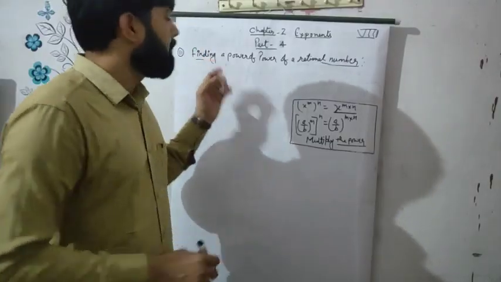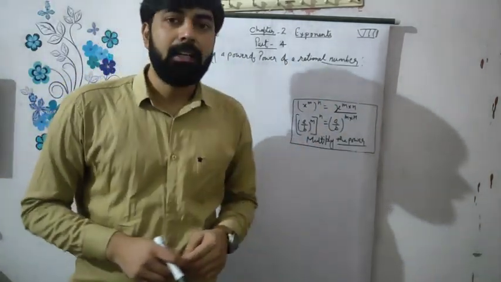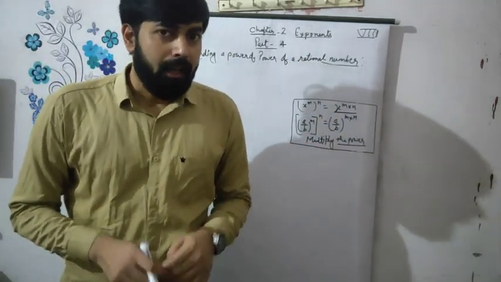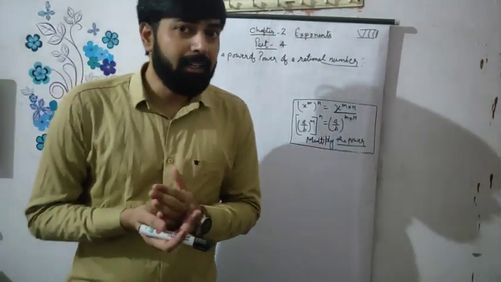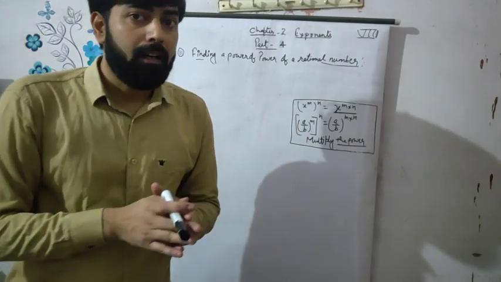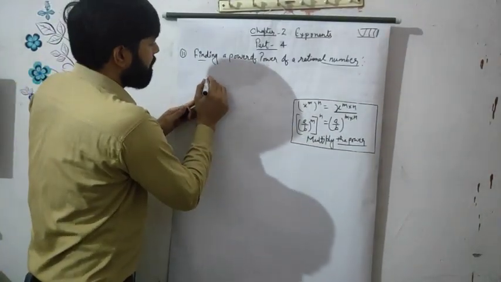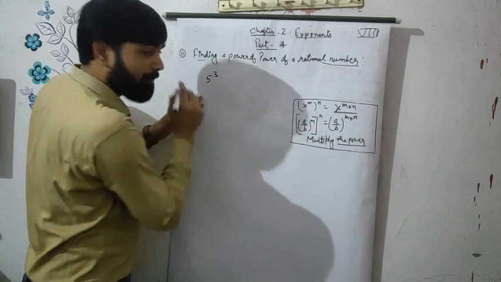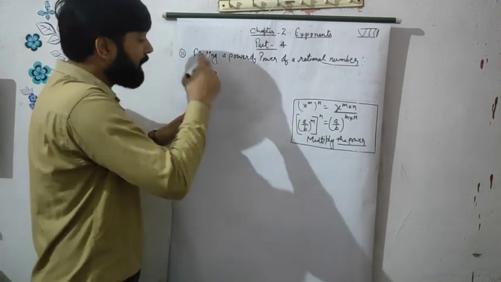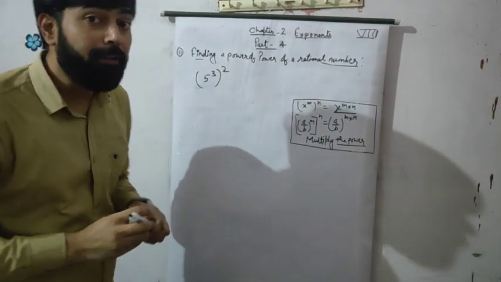Now, the second law of exponent is finding a power of a rational number. Means, how can we find the answer if a rational number is raised to a power and then raised to another power? For example, 5 raised to the power 3, and then that whole thing raised to the power 2. So how can we solve it?